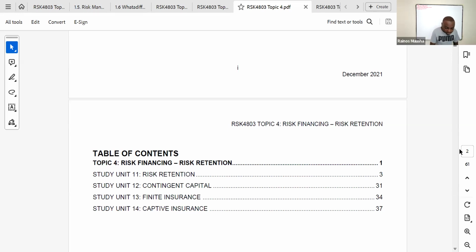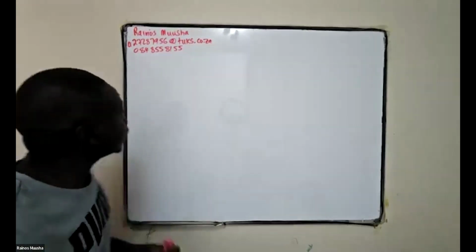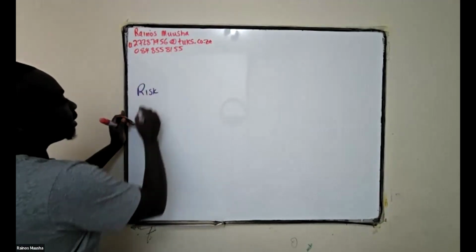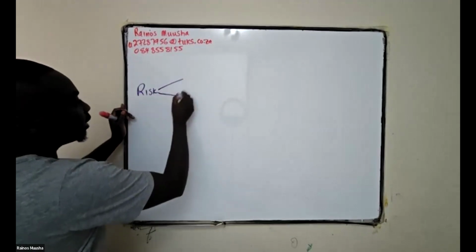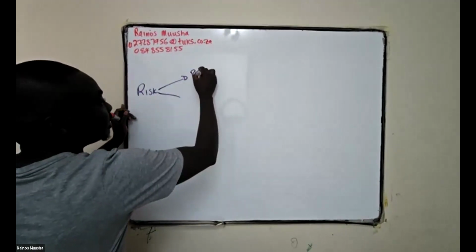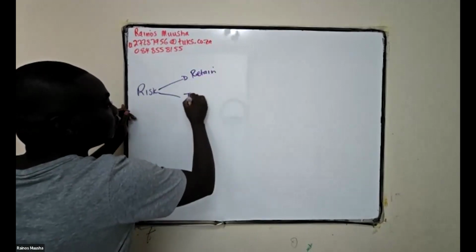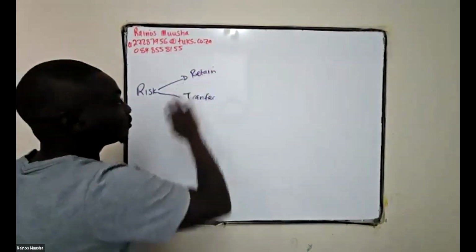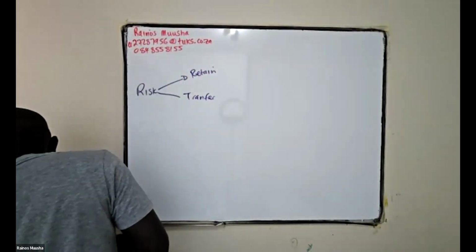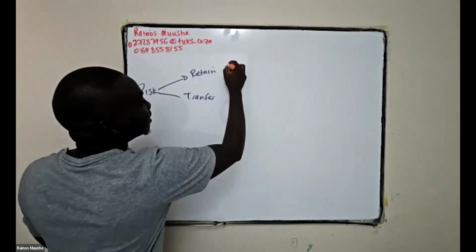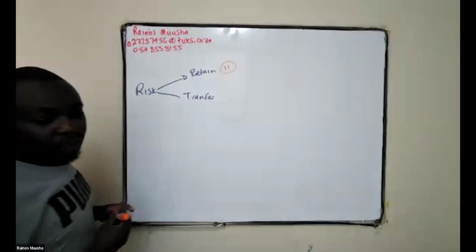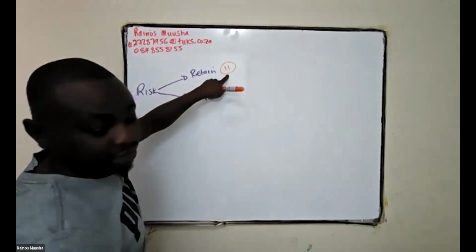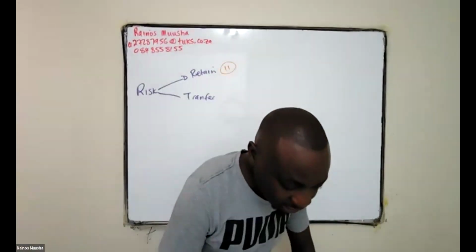So there are so many things that need to be considered for an organization. Remember we said, when it comes to risk, two things can happen. An individual can choose when they have a risk exposure. An individual has two options. It's either they retain that particular risk or they can transfer that particular risk. So in study unit 11, we are basically looking to say, if they decide to go the risk retention route, what are they going to be considering? So that's basically what we look at when we look at study unit what? 11.